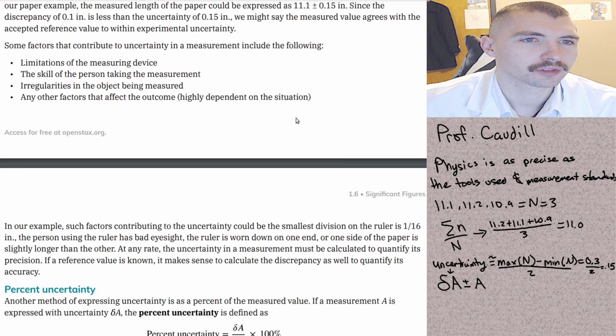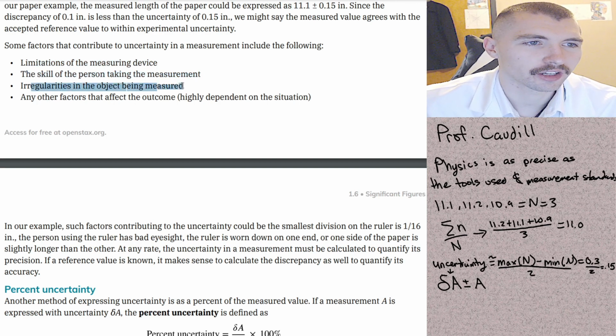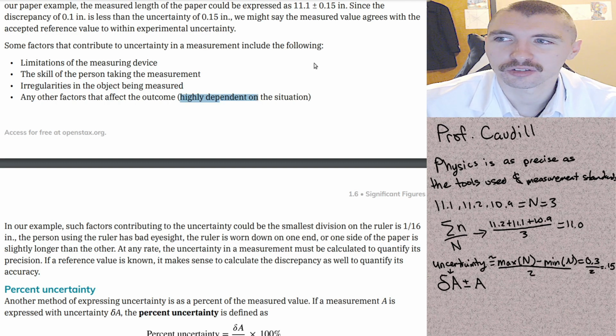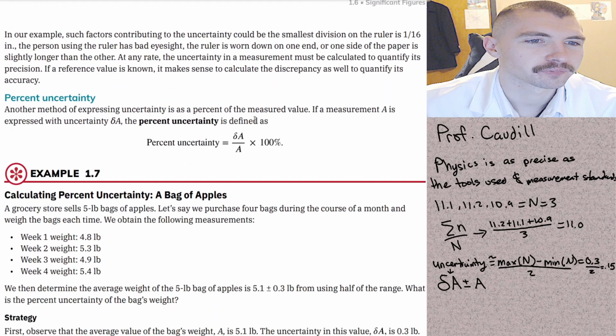Alright, so limitations of the measuring value affect the uncertainty: the skill of the person taking the measurement, irregularities of the object being measured, and any other factors. In our example, contributing factors could be the smallest division on the rule, 1/16th; the person using the rule has bad eyesight; the ruler is worn down on one end; one side of the paper is slightly longer.